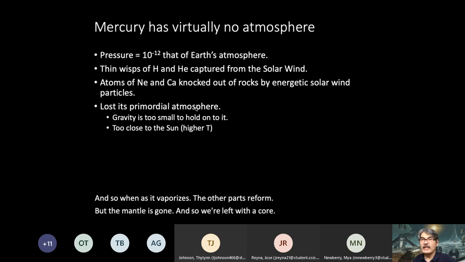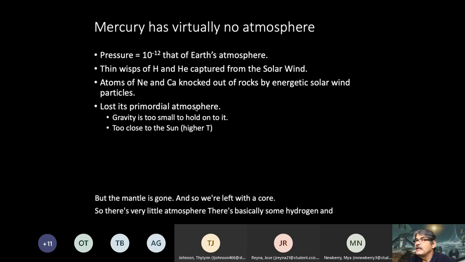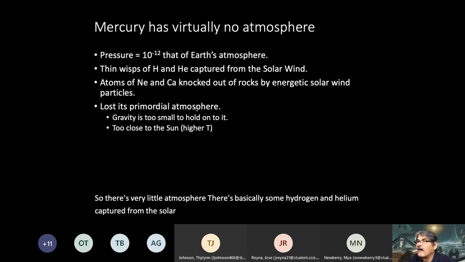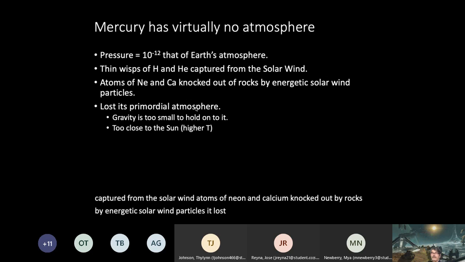So there's very little atmosphere. There's basically some hydrogen and helium captured from the solar wind, atoms of neon and calcium knocked out of rocks by energetic solar wind particles. It lost its primordial atmosphere billions of years ago because it's too close, frankly, it's too close to the sun.